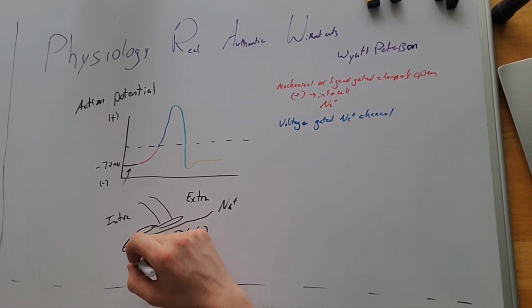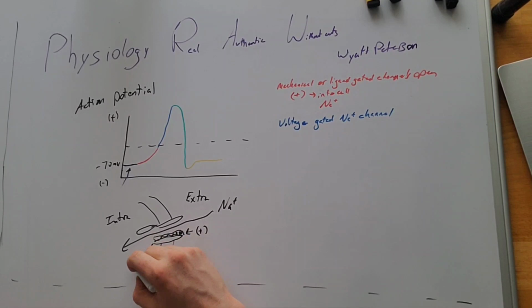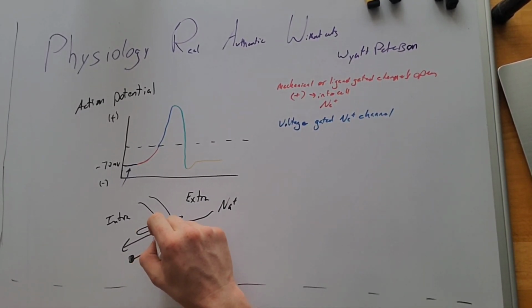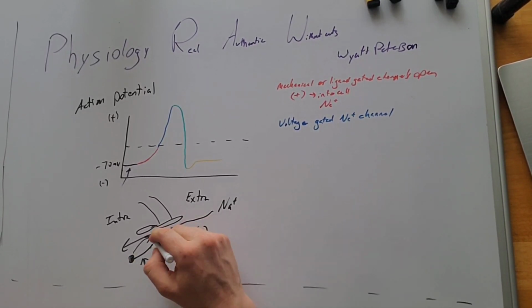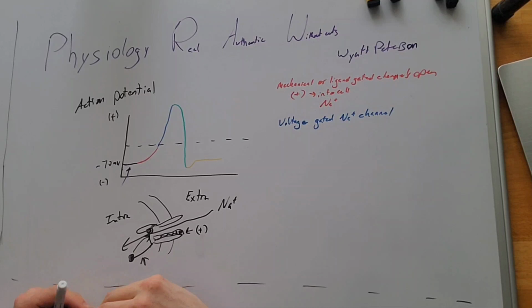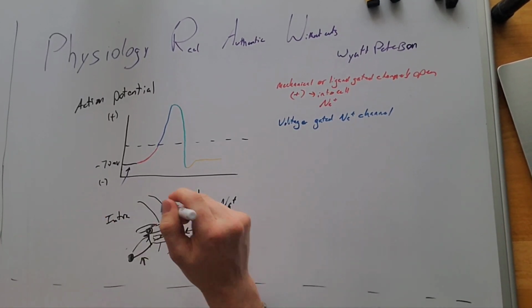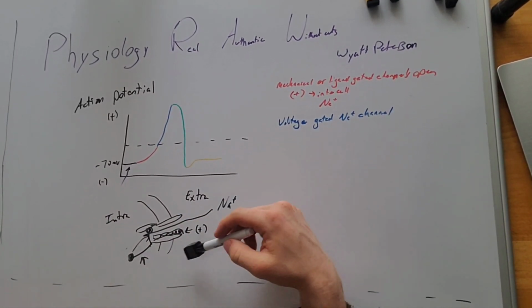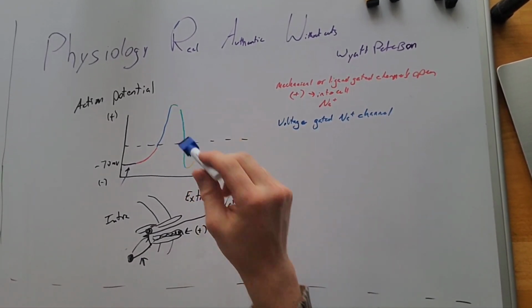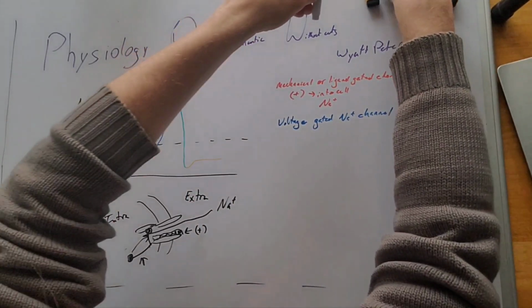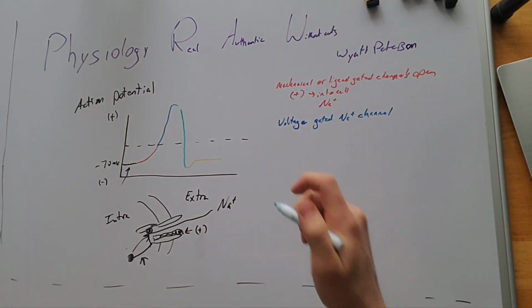And so right when this opens, it's just like a timer, and then this ball and chain, this inactivation gate, comes in and closes it back up. This is the activation gate. So now the sodium can no longer run into the cell, right? And that's what we see with this green going on.